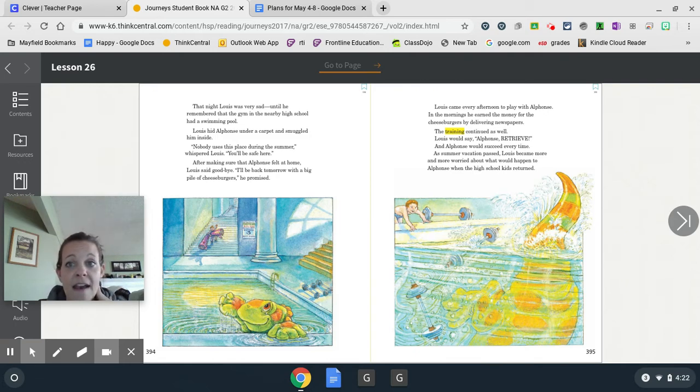Lewis came every afternoon to play with Alphonse. In the mornings, he earned the money for the cheeseburgers by delivering newspapers. The training continued as well. Lewis would say, "Alphonse, retrieve," and Alphonse would succeed every time. As summer vacation passed, Lewis became more and more worried about what would happen to Alphonse when the high school kids returned.